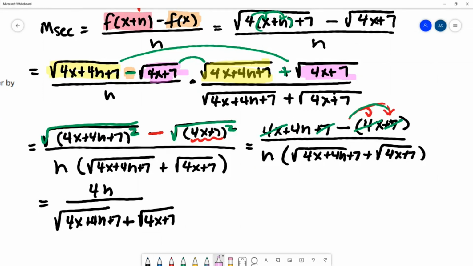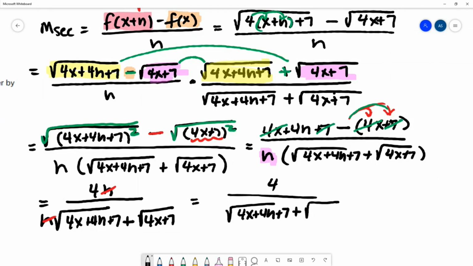And you'll have to excuse me, I did leave off this h here. So I have an h, and these h's will cancel each other out. And I have 4 over the square root of 4x plus 4h plus 7 plus the square root of 4x plus 7. So this is the slope of our secant line in terms of x and h.